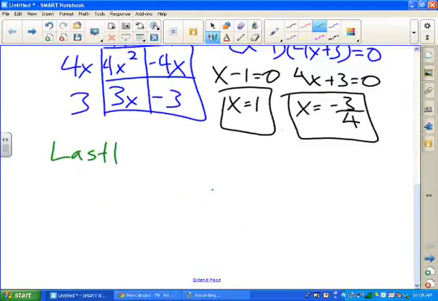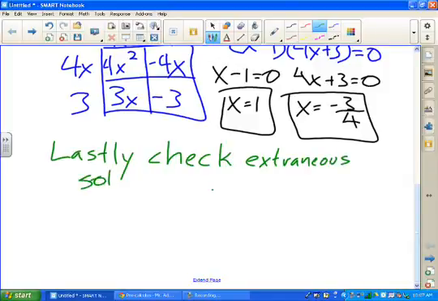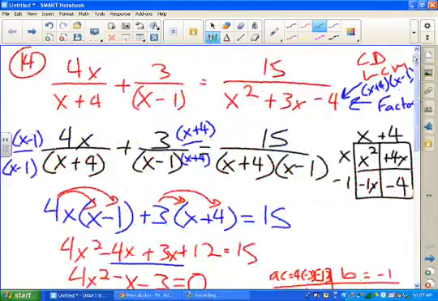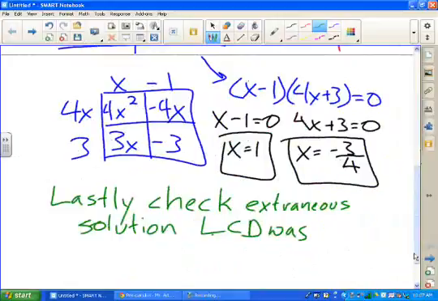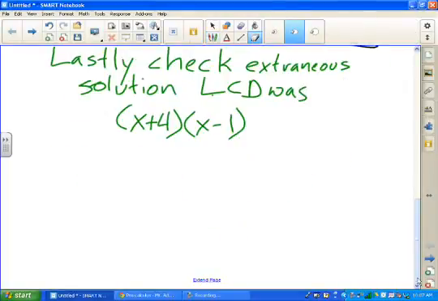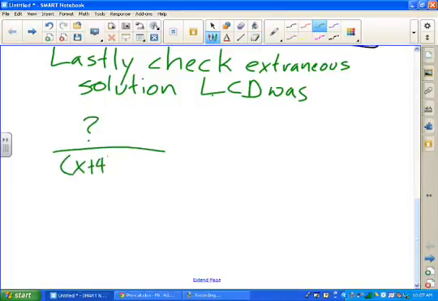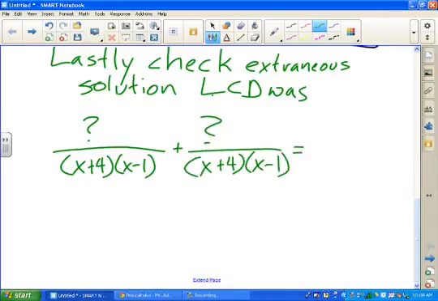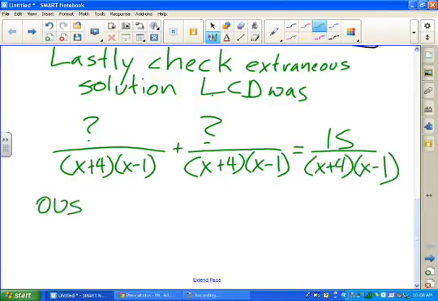I'm almost done, but the last thing that I need to check is for extraneous solutions. Remember that these are rational expressions, so one of my solutions, when I plug it in, could cause a problem with the lowest common denominator. Notice that every one of the fractions had the lowest common denominator of x plus 4 times x minus 1. The reason that might become a problem is because when I plug in my solution, I'll get some number over x plus 4 times x minus 1 plus another number over x plus 4 times x minus 1, and that should equal 15 over x plus 4 times x minus 1.